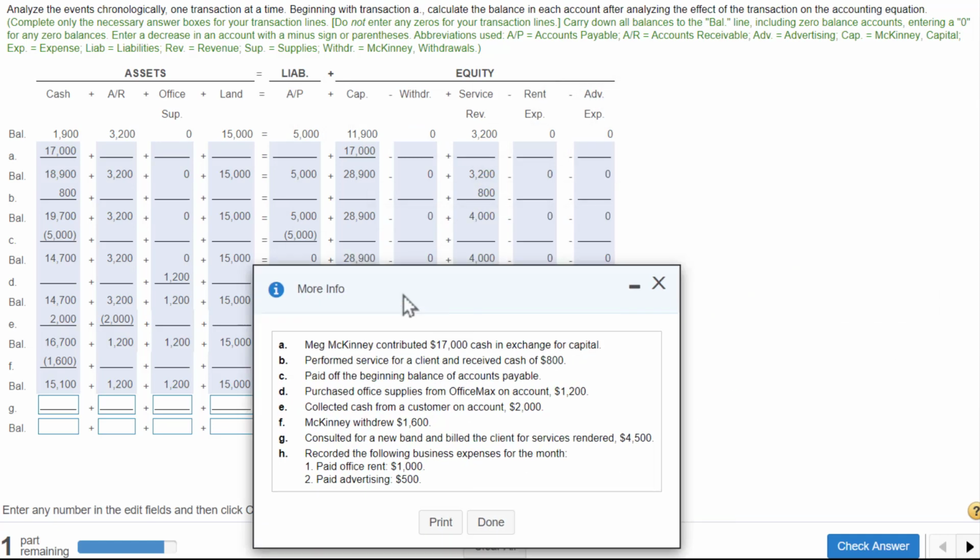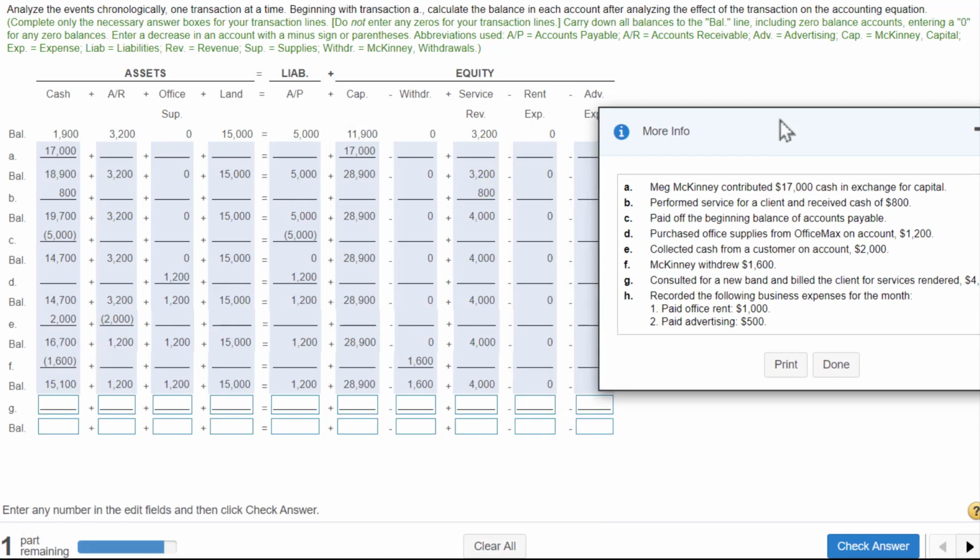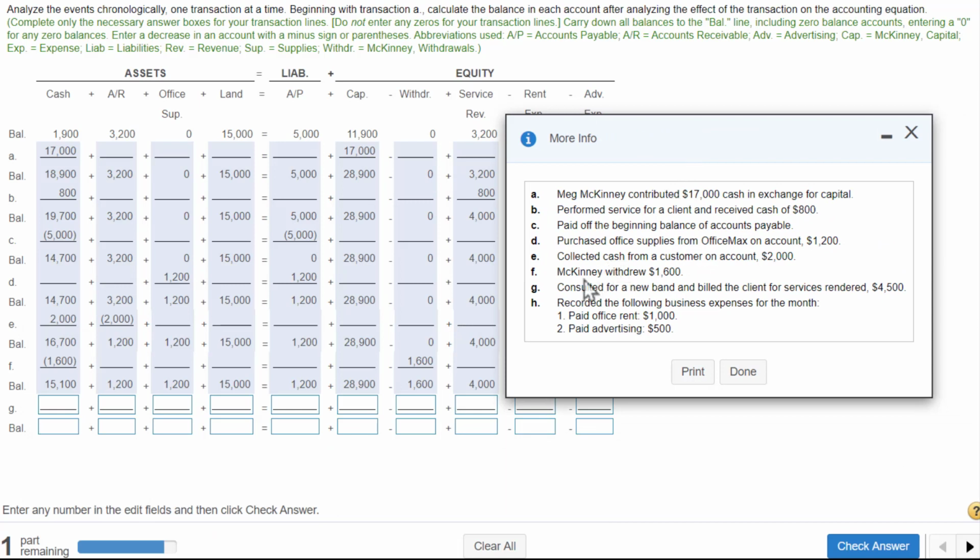Transaction G. Can't show it at the same time. So transaction G, it says consulted for a new band. That's a new customer. This business does PR, which stands for public relations, for musical groups. So they consulted for a new band. This is a customer. They consulted for a new customer and billed the client for services rendered. This word "rendered" is just a fancy word for saying provided.